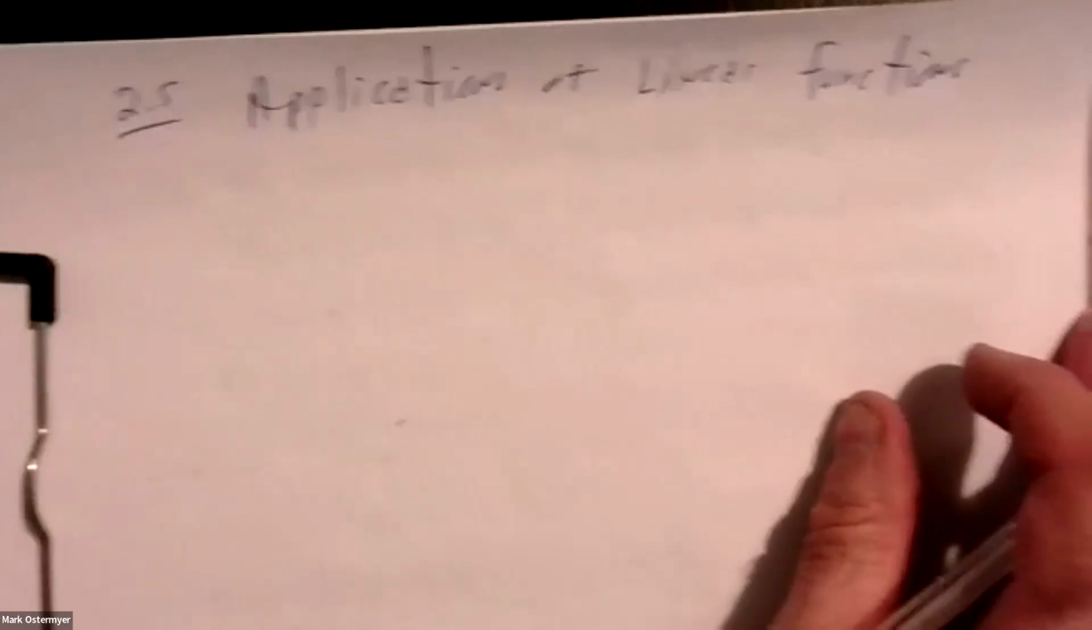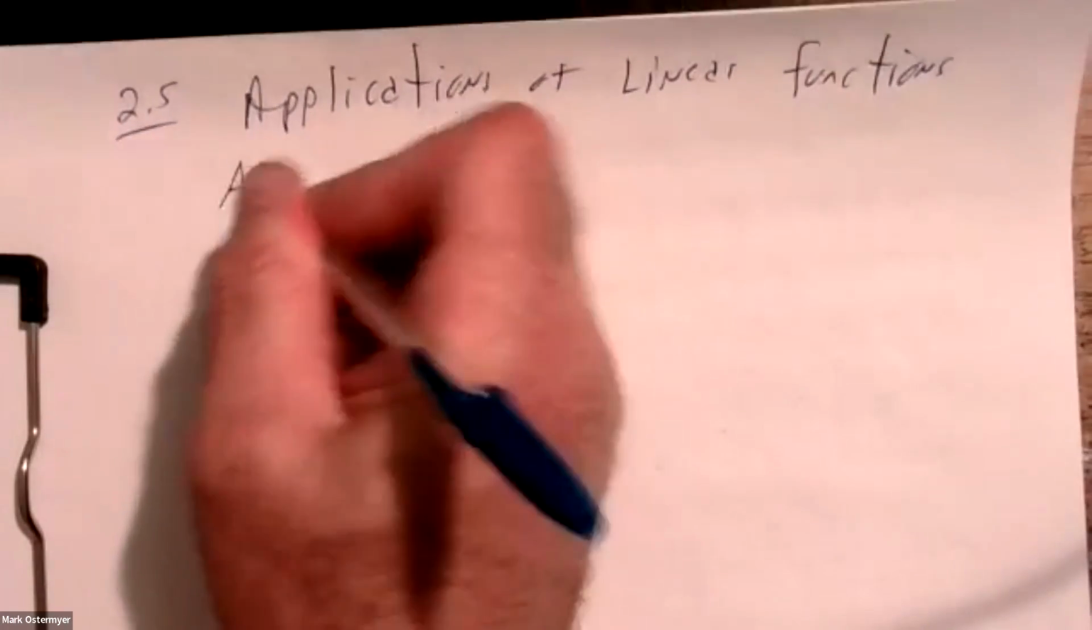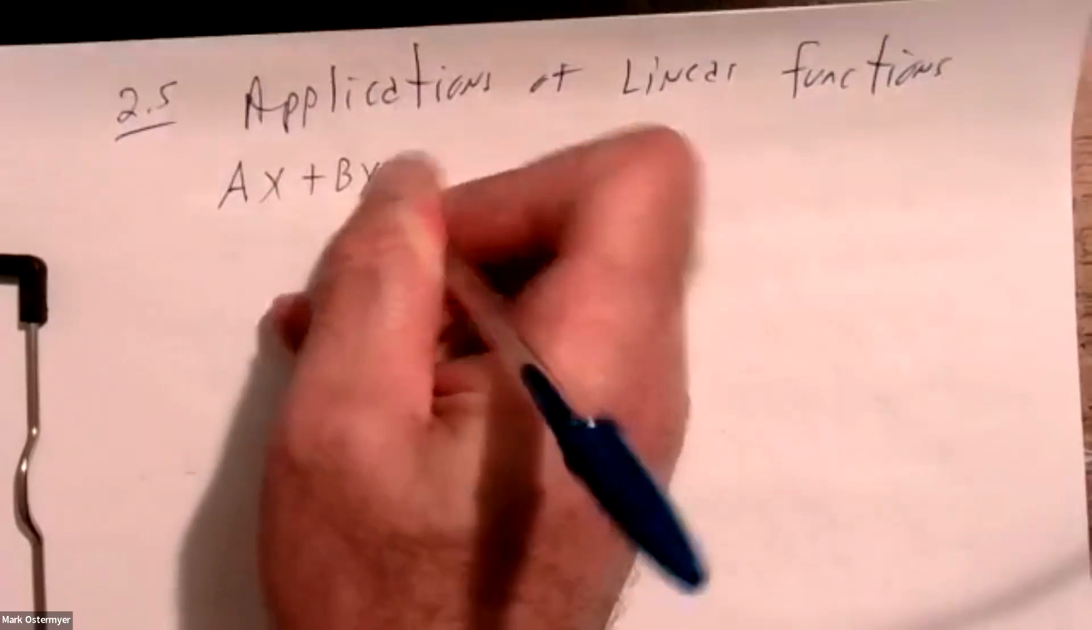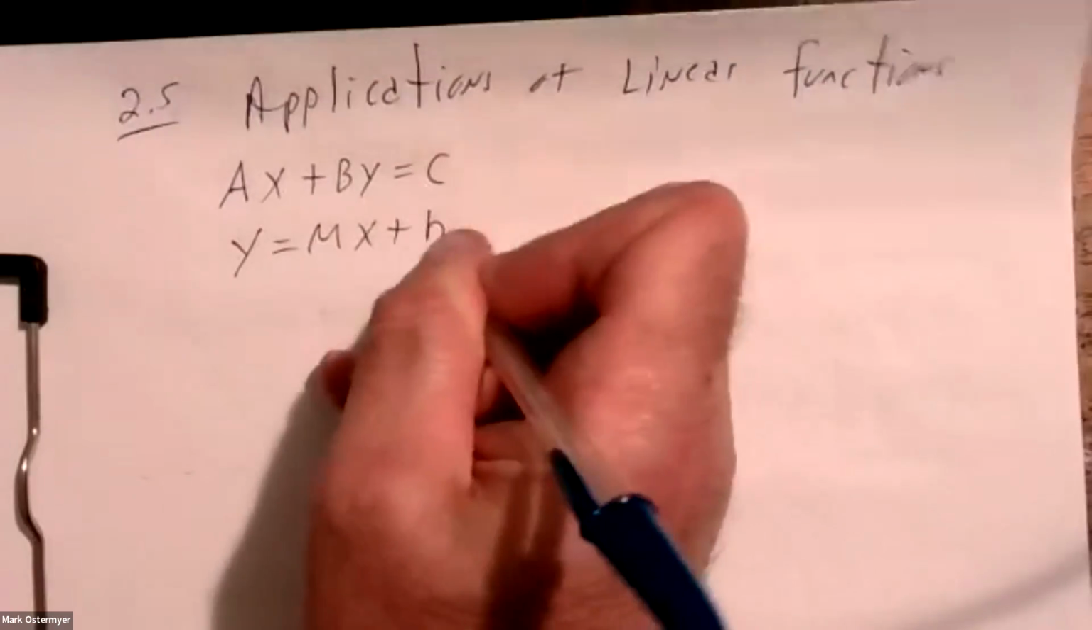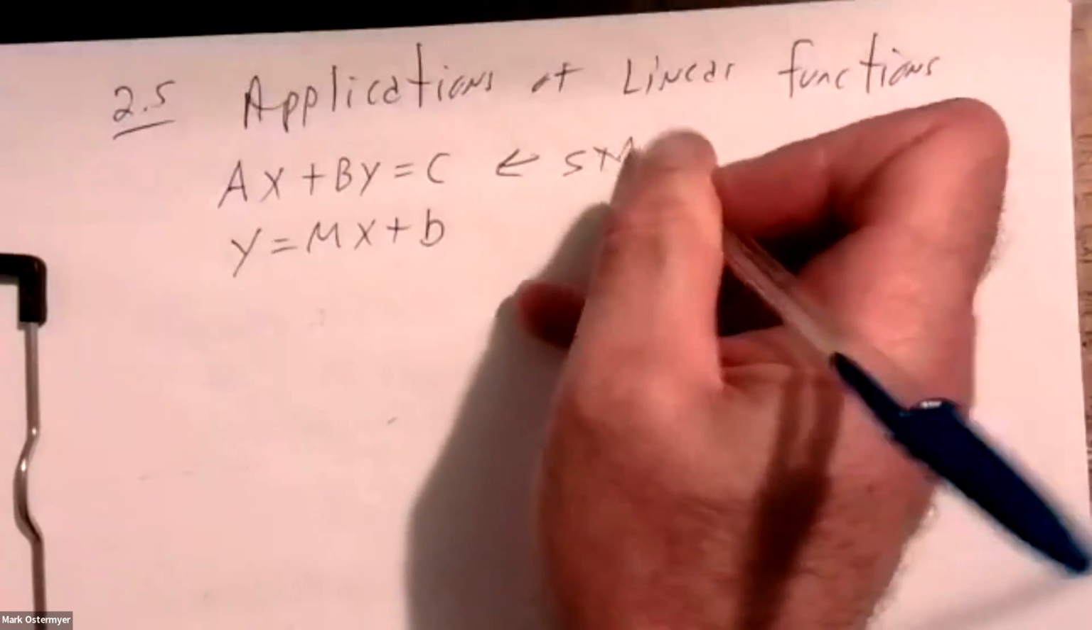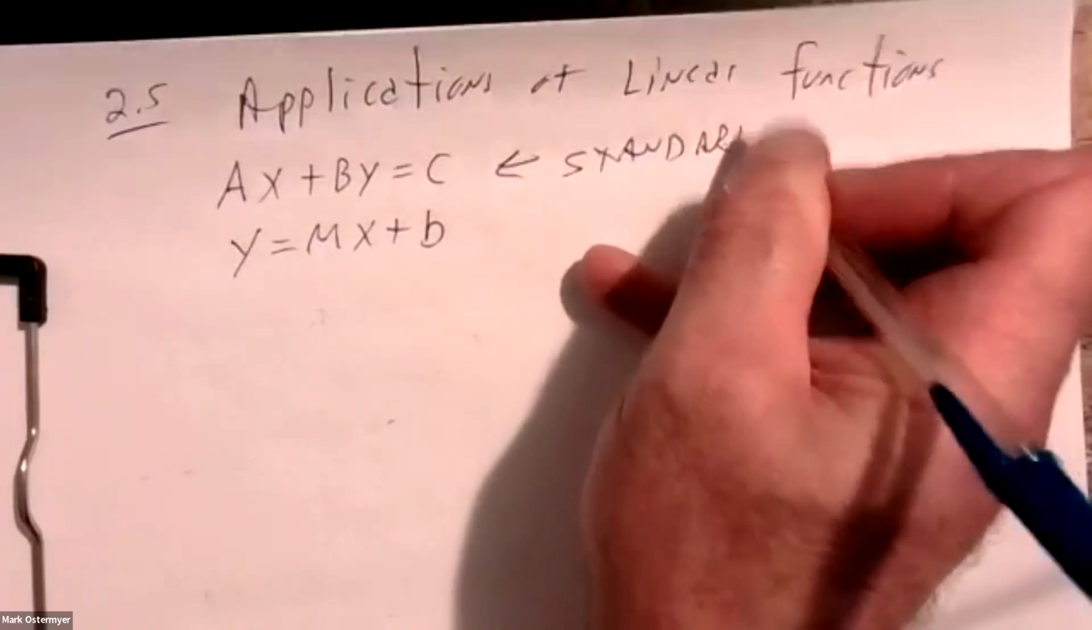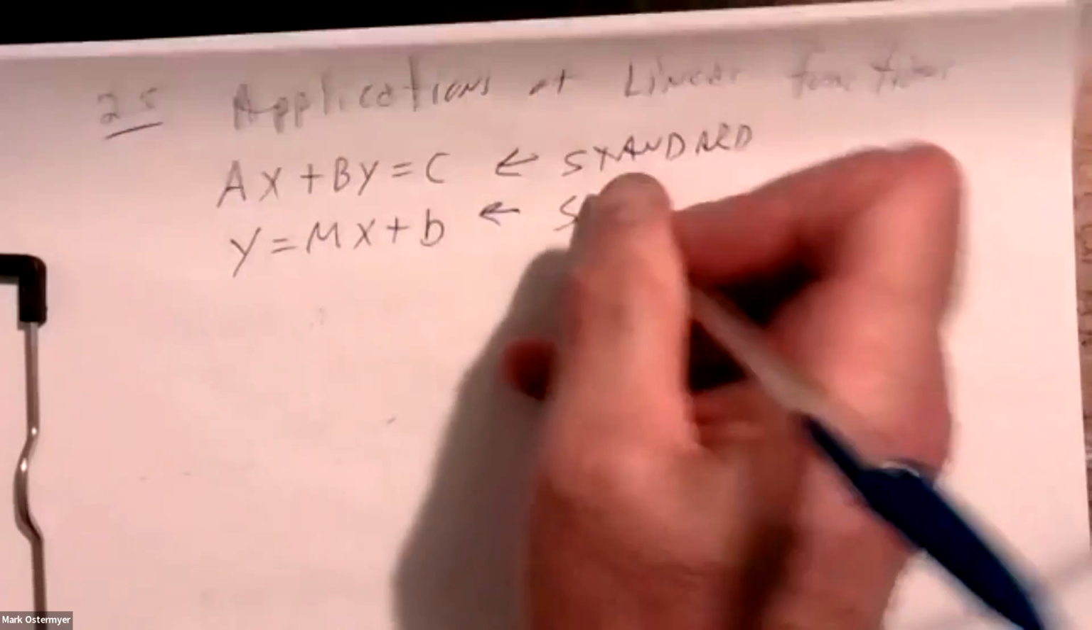All right, now we've seen there were 2 forms for a linear equation. This is called what form? Do you remember? Standard form. This is called what? Slope-intercept form.